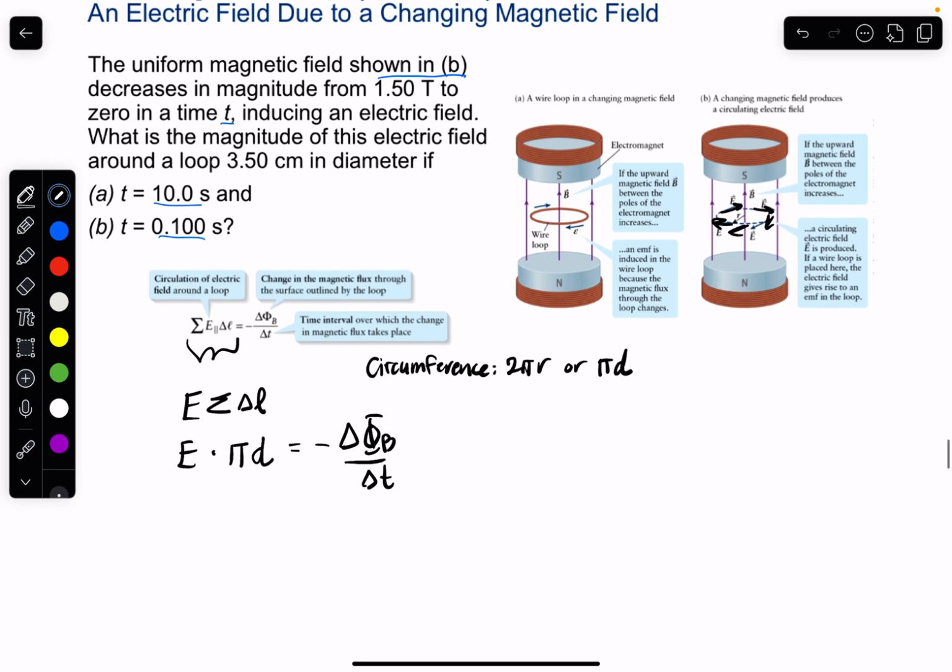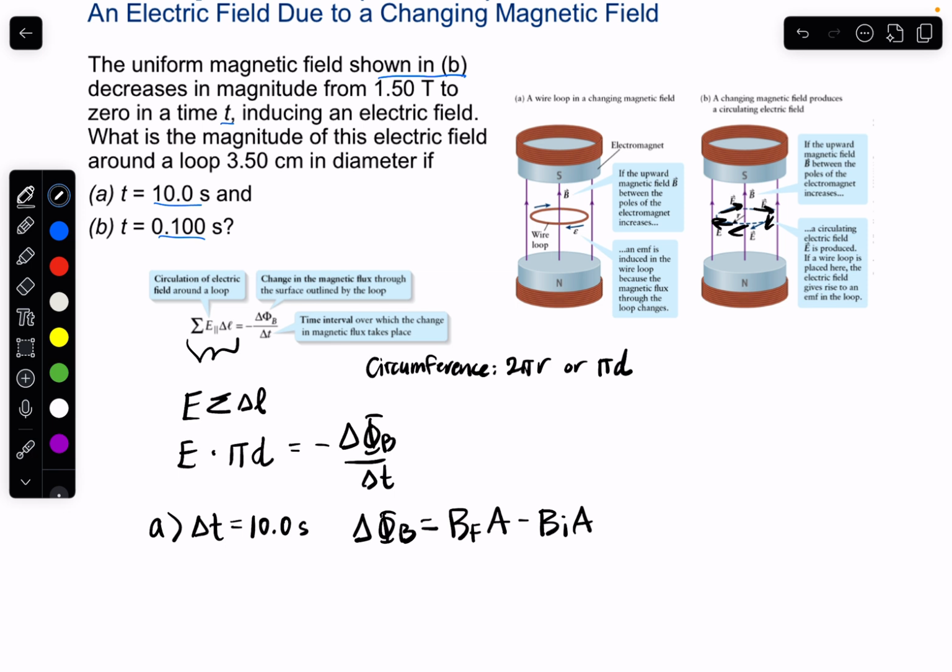So now let's tackle the right-hand side for part A. Part A is that the change in time is 10 seconds. And our change in flux is B final times the area minus B initial times the area, because delta is always final minus initial, and flux is BA. Well, it's BA cosine theta, but B and A are parallel, so cosine of 0 becomes 1. So I just dropped that off.